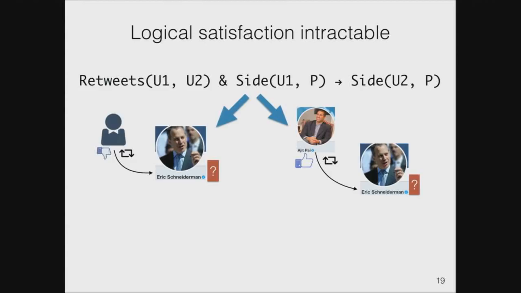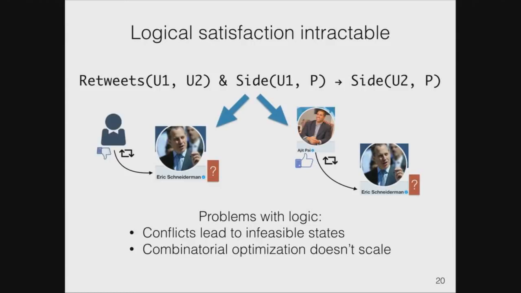you might get conflicting observations or conflicting evidence, and this happens often with data, and this is a big problem with logic. On one hand, we get a correct instantiation of this rule where Eric Schneiderman does share the same side as someone that retweets him, but Ajit Pai may have retweeted Eric as well, and now we get an incorrect, conflicting piece of evidence. So one of the main problems with logic is that it leads to these infeasible states where there's no assignment. And this is a combinatorial optimization problem which doesn't scale.